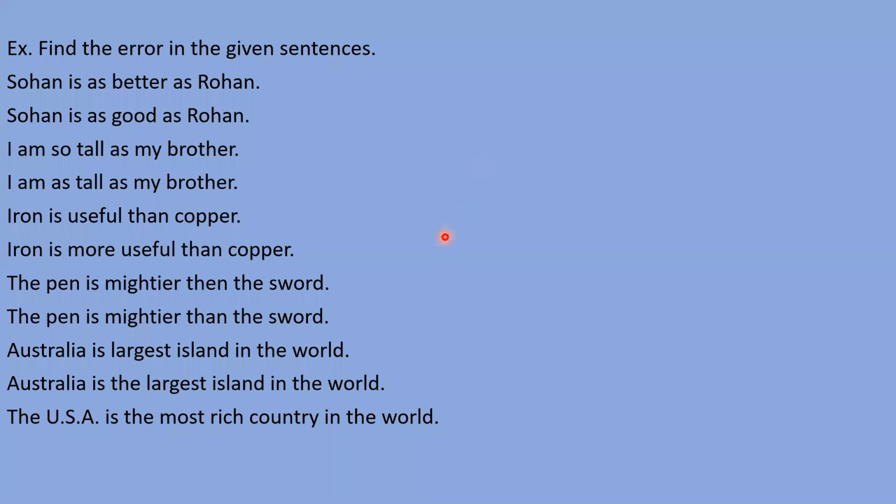Yug, you have tried very well, but your answer is not right. There is no need to use "most". The superlative degree of rich is rich, richer, richest. Most or more we can add when there are two syllables or more than two syllables. Rich has one syllable, so we need to make it richest, not most richest, right? Okay, sir. Come on to the next sentence.